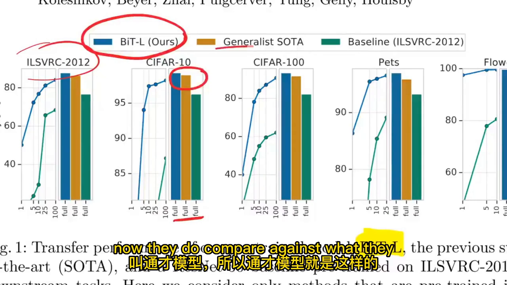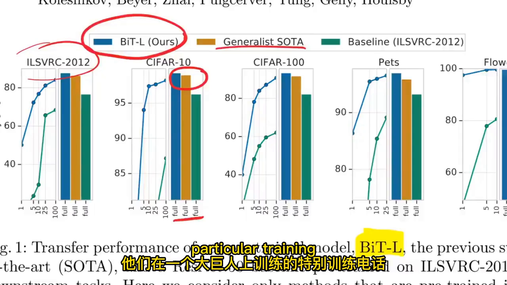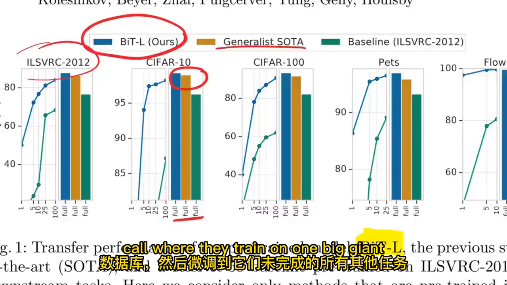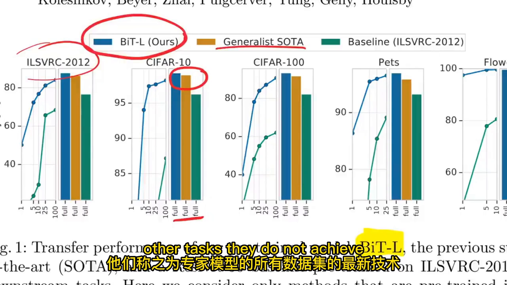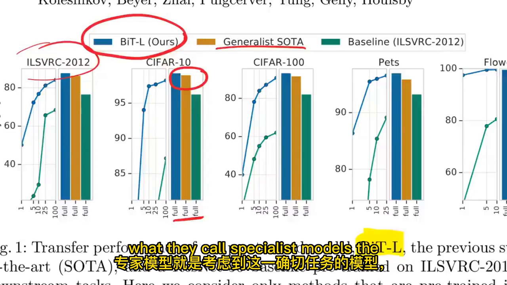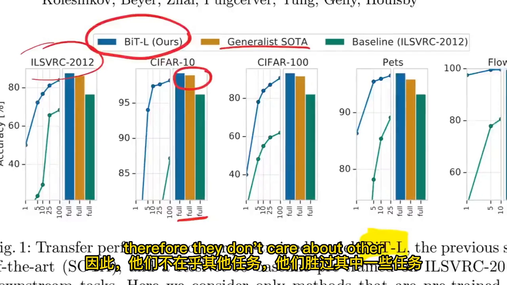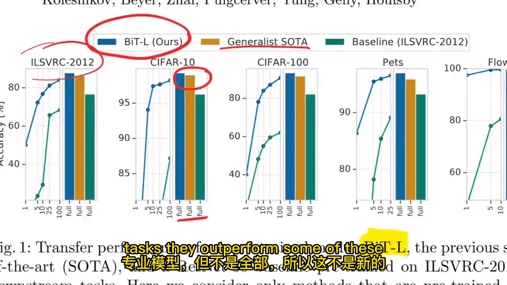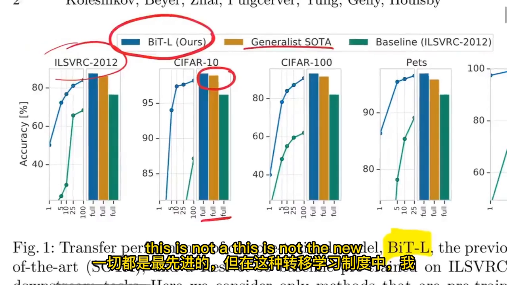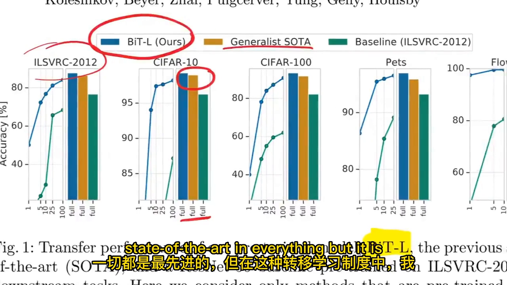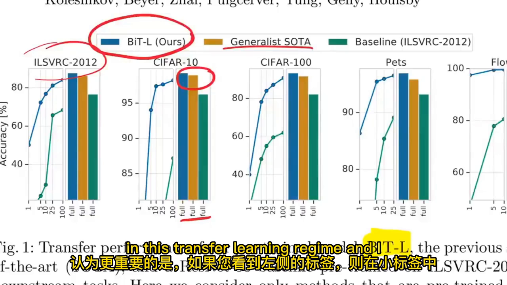Now they do compare against what they call generalist models. So generalist models are ones that have this particular training protocol where they train on one big giant data set and then fine-tune to all the other tasks. They do not achieve state of the art on all data sets against what they call specialist models. The specialist models would be models that have this exact task in mind, and therefore they don't care about other tasks. They outperform some of these specialist models, but not all of them. So this is not the new state of the art in everything, but it is in this transfer learning regime.